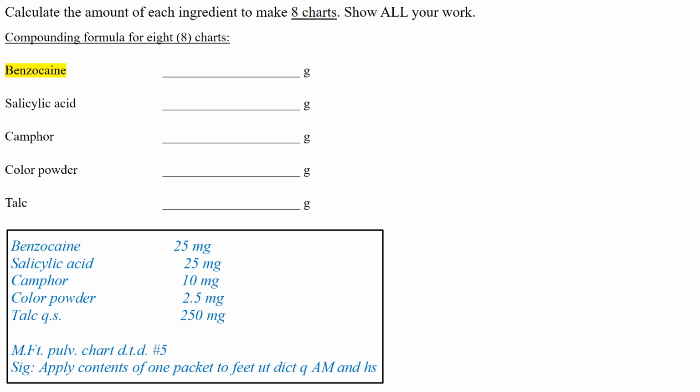Let's start with the benzocaine first. Now we know the quantities on this prescription are for exactly 1 dose because of the DTD in the directions. So if we know that 25 milligrams of benzocaine is in exactly 1 dose, for 8 doses we can just multiply by 8 and we get 200 milligrams.